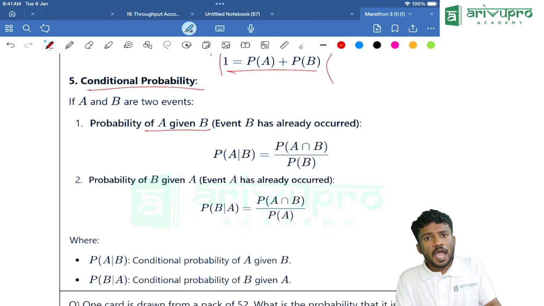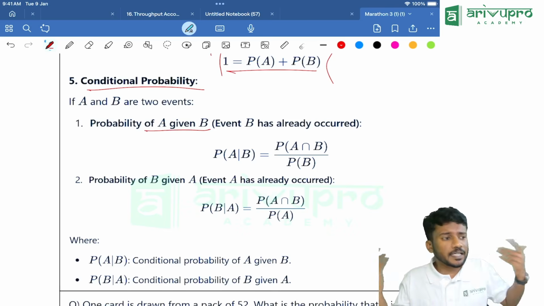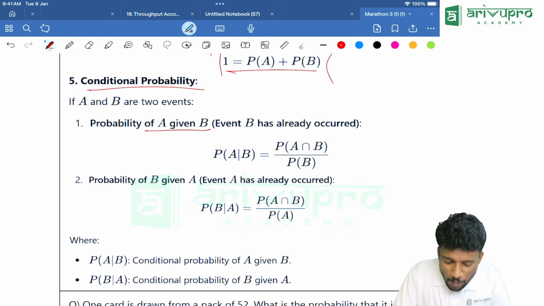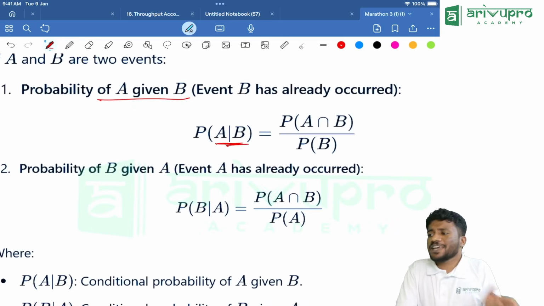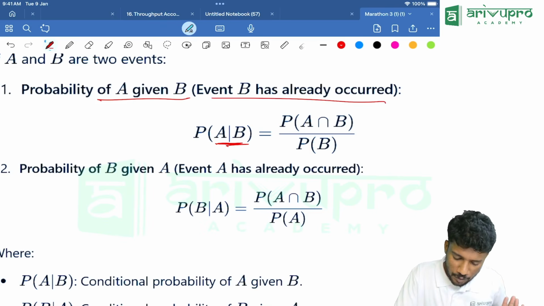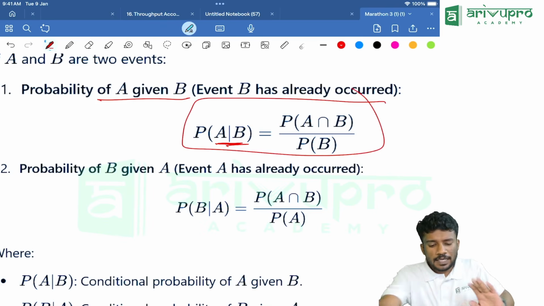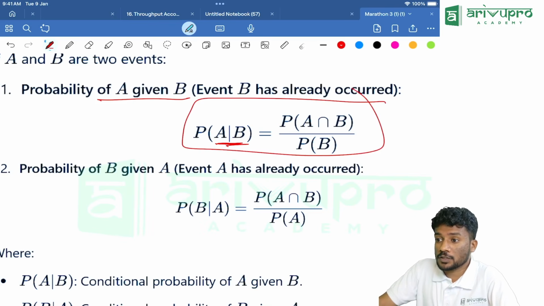That means I pass the exam, probability of I'll pass the exam given that I studied. What is the formula of P of A given B? It is equal to P of A intersection B divided by P of B. Keep a note, important. People, are you able to recollect? That is the only question I want to ask.